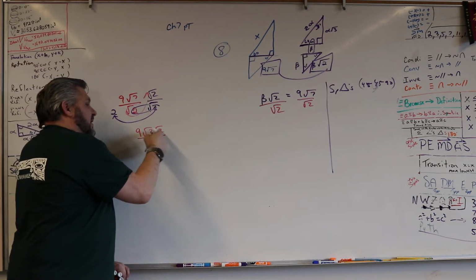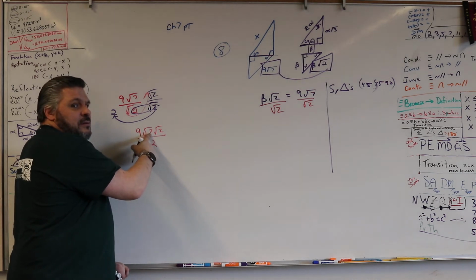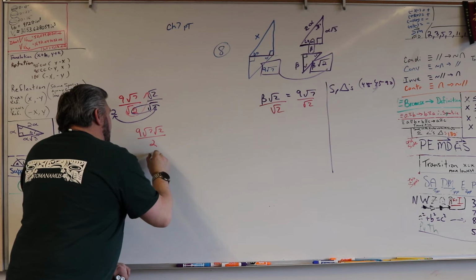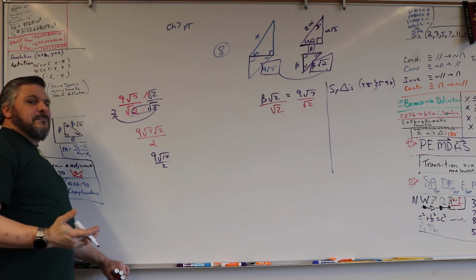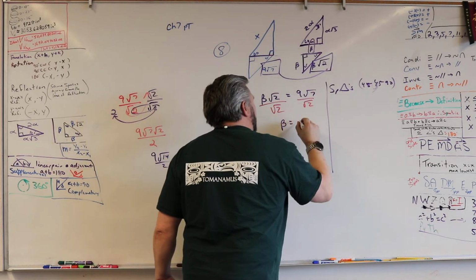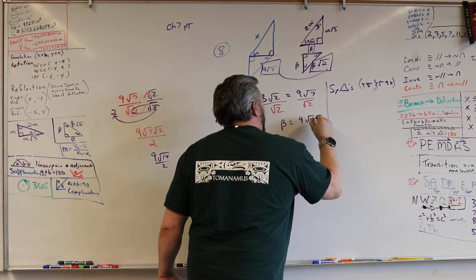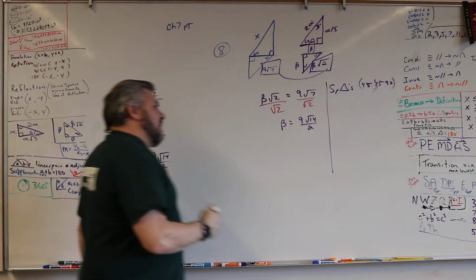But what goes on in here? What's 2 times 7? 14. So we get 9 square roots of 14 over 2. Okay? And so that's what happens: beta is equal to 9 square roots of 14 over 2. And that's our simplification.